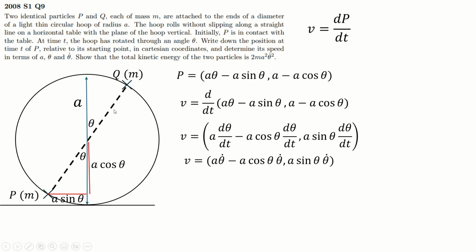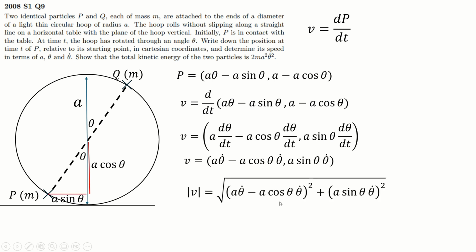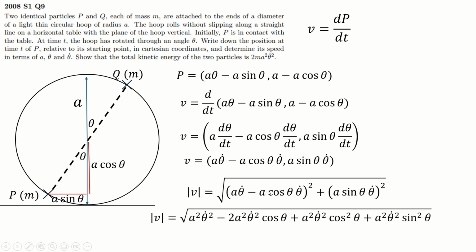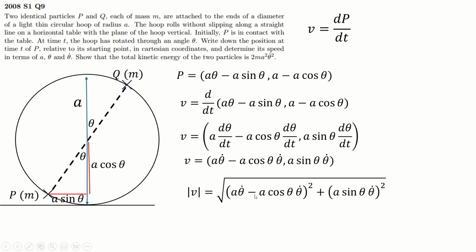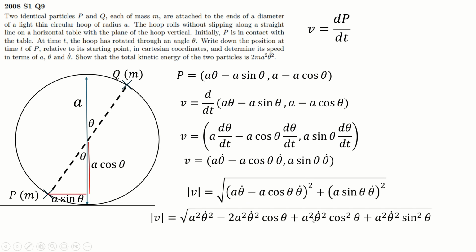And now to find the speed, I'm just going to find the magnitude of velocity. So I'm going to do this thing squared plus this thing squared, square rooted. Expand some brackets here, you get a squared theta dot squared minus 2 lots of the cross term, which is actually going to be a squared theta dot squared cos theta. Sorry, the cross term shouldn't be a cos squared. The cross term should be minus 2 lots of a squared theta dot squared cos theta. And then, of course, plus this one, and then this one squares to just this.